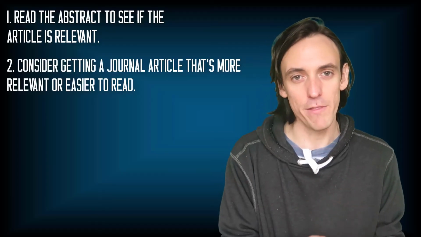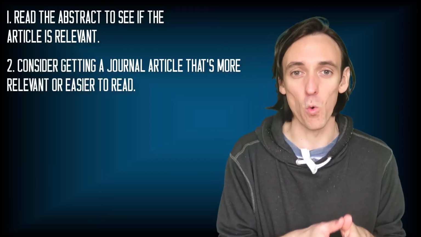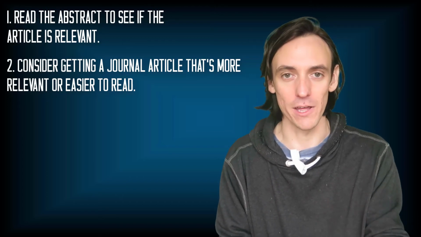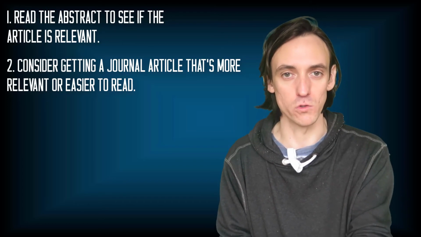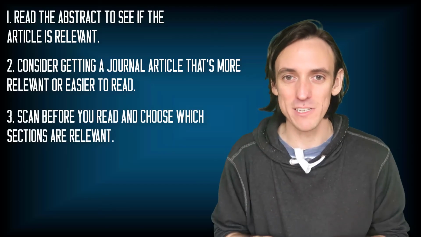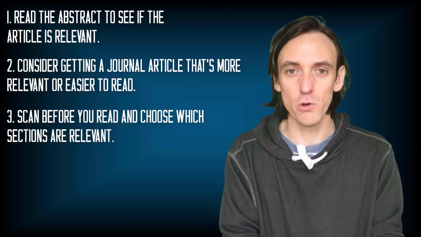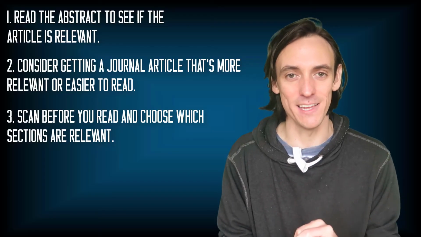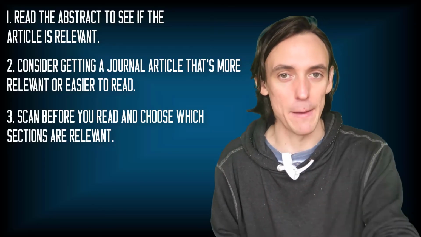Number 2, if you've read through the abstract and it wasn't useful to you, then maybe it's time to get a new journal article that will be more useful to you. Number 3, scan through the sections of the journal article and see if you can find the section that'll provide you the key information that you need rather than reading the entire piece.